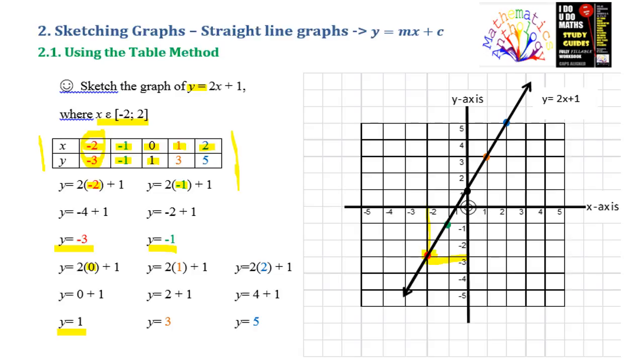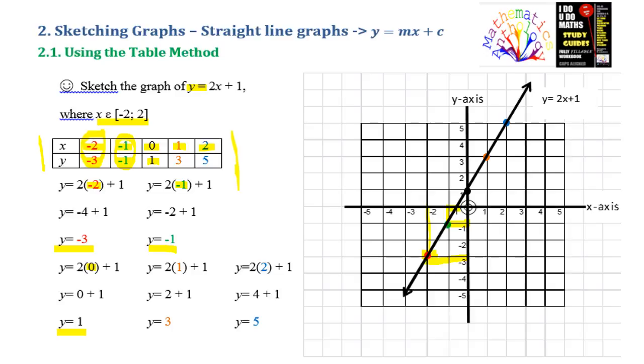The next point I have here in green, my x value is negative 1, my y value worked out to be negative 1 as well. So on the x-axis, you look for negative 1, which is here. On the y-axis, you look for negative 1, which is here. Where the two meet is here, where the green point is, and that's my next point.